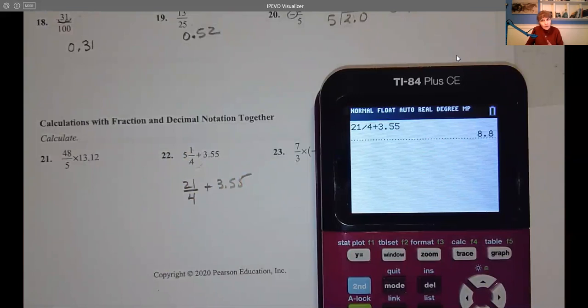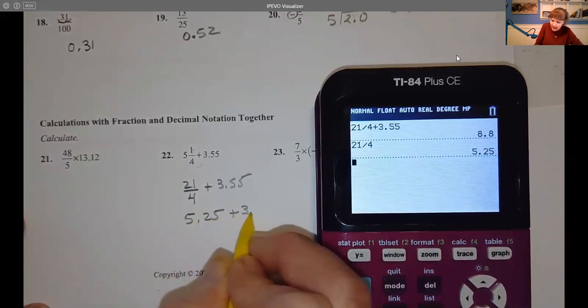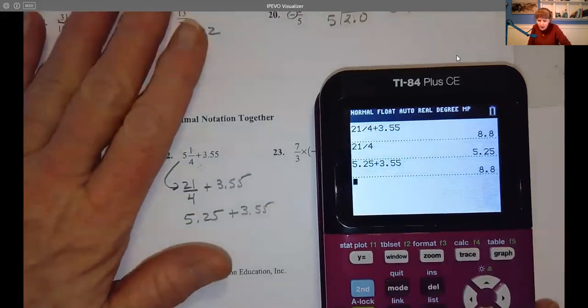8.8. Okay. Now, if you don't have something like this, you could have taken 21 divided by 4 and got 5.25, and then taken the 5.25 plus 3.55. Either way, you'll get 8.8. But that was the key. I'm hoping that you're good at making it improper, especially after all that time we spent in chapter 4. Yeah, I think it was chapter 4. All righty. All right, let's look at 23.